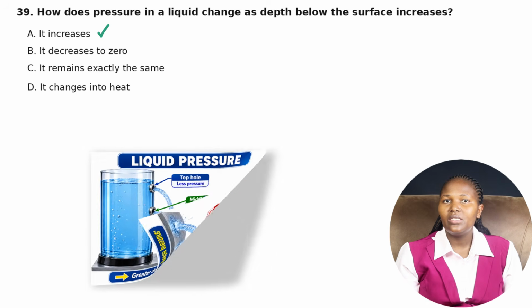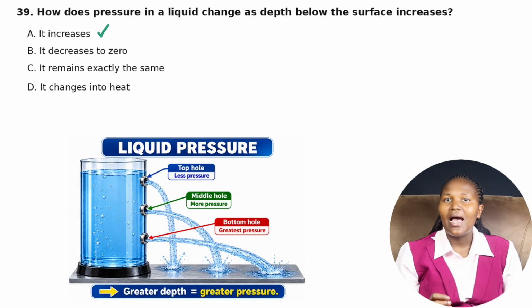This can be demonstrated using a container with holes at different heights. Water from the lower holes tends to travel further because the pressure is greater lower down. Liquid pressure does not become 0 with depth and it does not change into heat, you see. Now this concept helps to explain the design of dams and other structures that hold large amounts of water. An exam tip for you is to remember that in a liquid at rest, deeper means greater pressure.